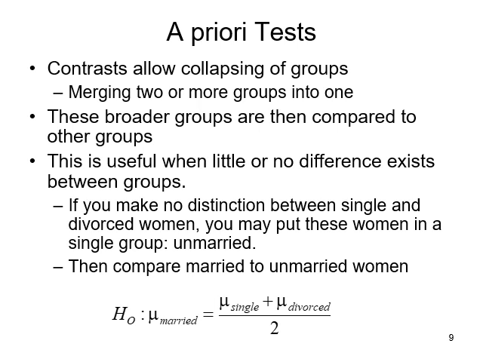So in this case, we'd be looking at the difference, for example, between married and single and divorced. We would add the means of single and divorced together and divide by 2. If we had 4 conditions, married, single, divorced, unknown, and we wanted to compare married to all other groups, we could collapse single, divorced, and unknown and divide by 3. So this is useful when there is little or no difference between groups. If you make no distinction between single and divorced women, you may put these women into a single group, unmarried. Then compare married to unmarried. So that's another way that we can do an a priori test that doesn't require Bonferroni adjustments.